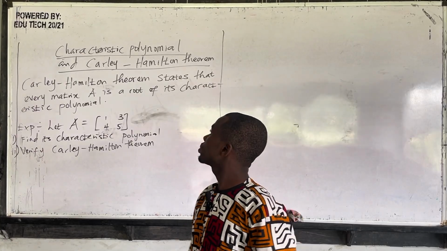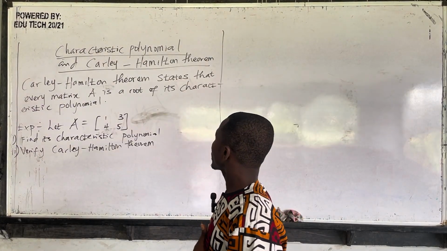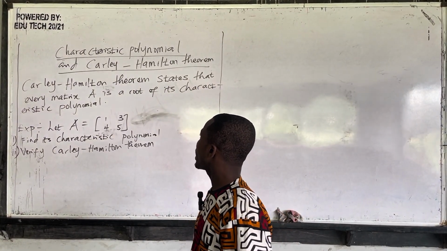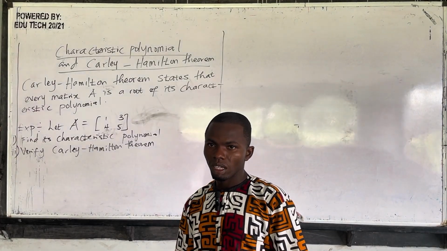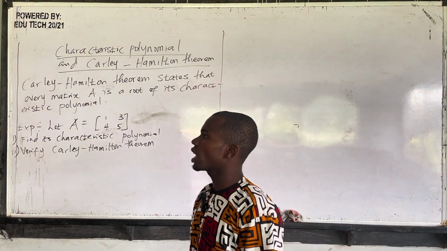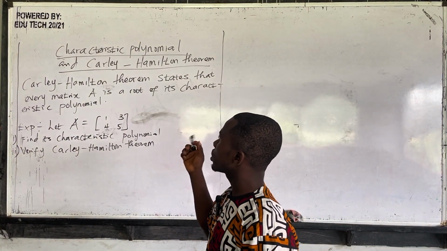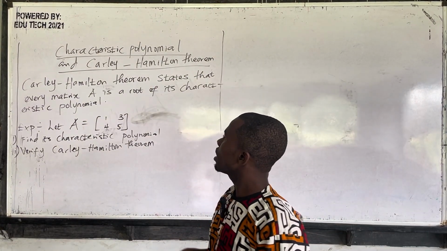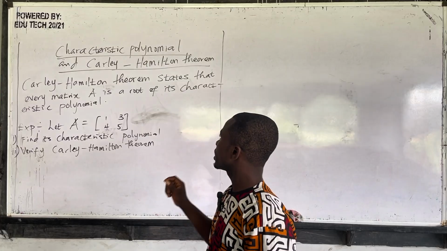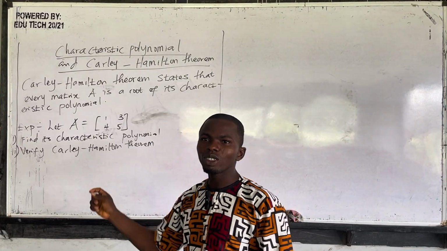Today we are going to look at the characteristic polynomial and the Cayley-Hamilton theorem. It is a topic under linear algebra. According to the Cayley-Hamilton theorem, every matrix A is a root of its characteristic polynomial.